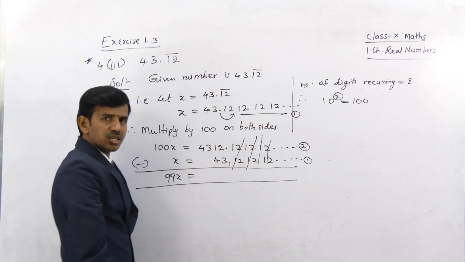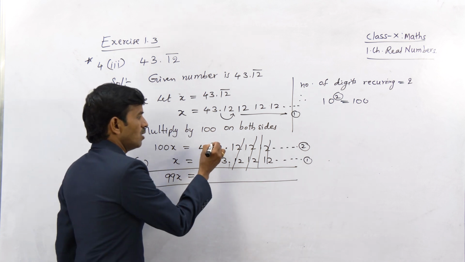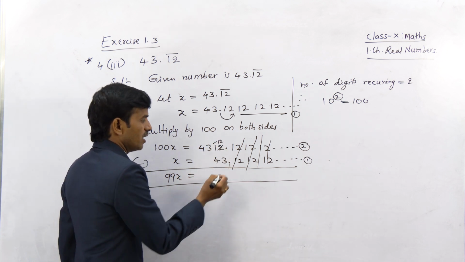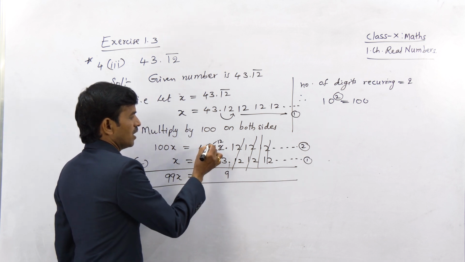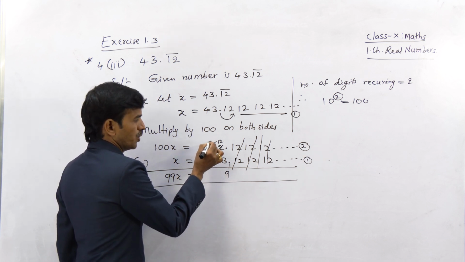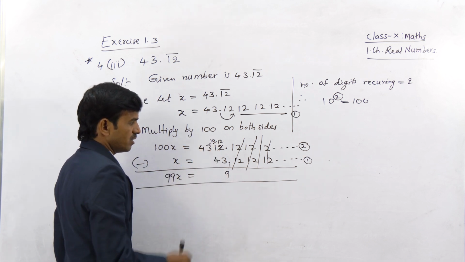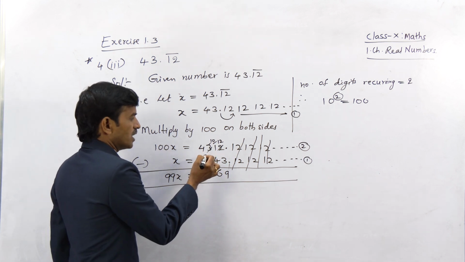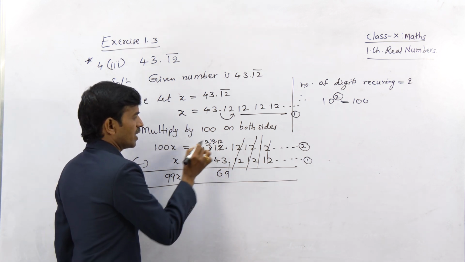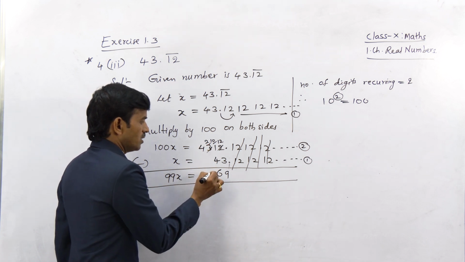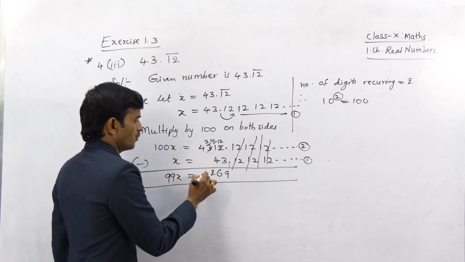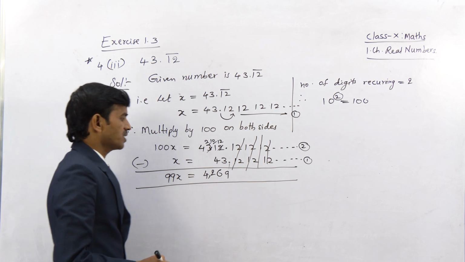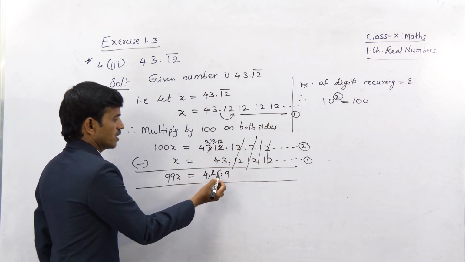Then 2 minus 3 is not possible, so borrow, it becomes 12. 12 minus 3 is 9. Then what is left over here? 0. That means when you borrow, it becomes 10. 10 minus 4 is 6. Here, as you lent 1 to this, it is left as 2 only. The 2 remains the same, and 4. So it becomes 4269.